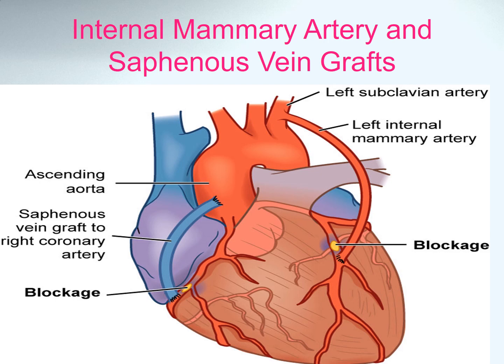Radial artery is another potential graft. It's a thick muscular artery that is prone to spasm. Perioperative calcium channel blockers and long-acting nitrates can control the spasms. Patency rates are not as good as with the IMA, but better than the saphenous veins.